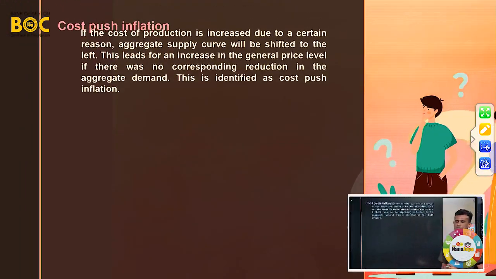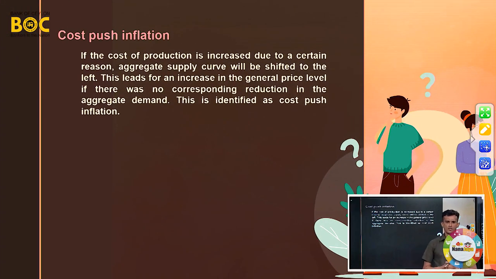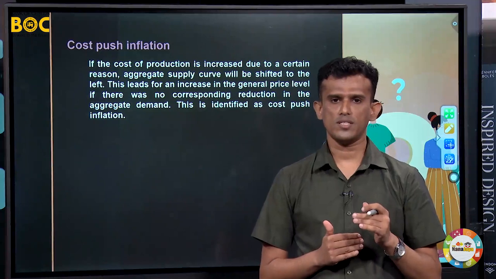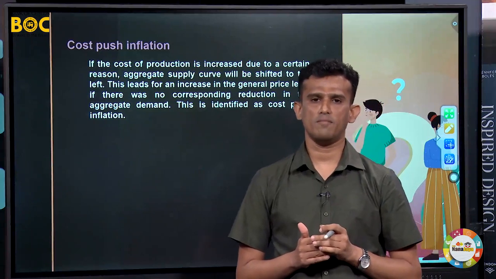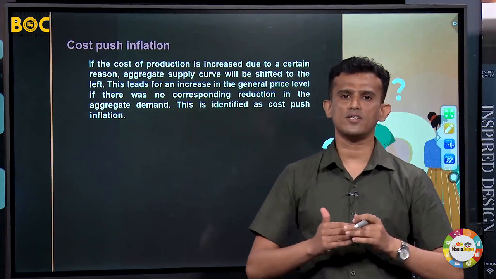Now we are supposed to explain the cost push inflation. We will see what is meant by cost push inflation. Cost push inflation refers to the increase in the general price level of an economy due to the increase in the cost of production.